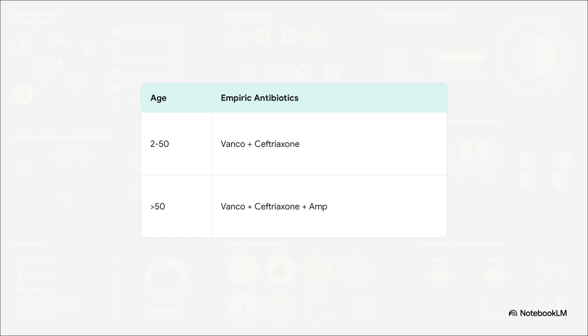But here is the big red flag. Anyone over the age of 50 carries a specific risk for Listeria monocytogenes, meaning you absolutely must add ampicillin to the regimen. Crucially, immunocompromised patients of any age also require the addition of ampicillin to cover Listeria.